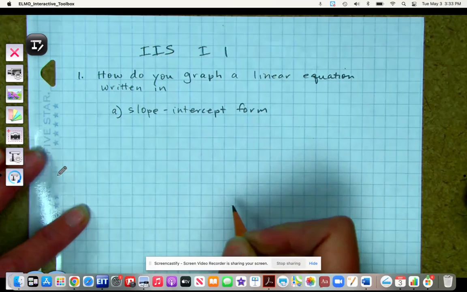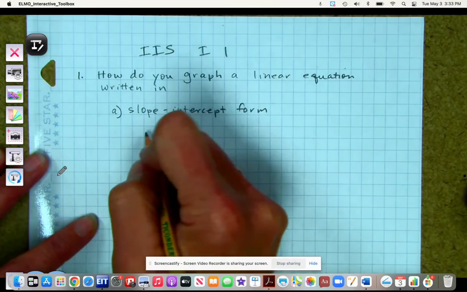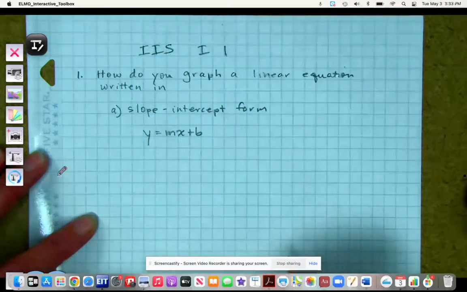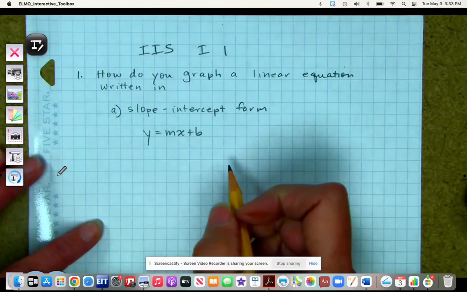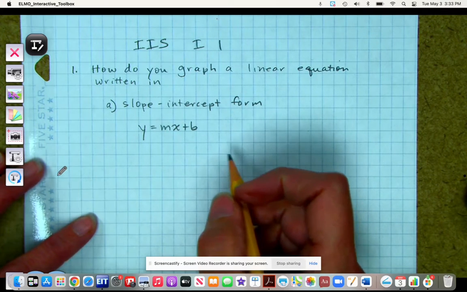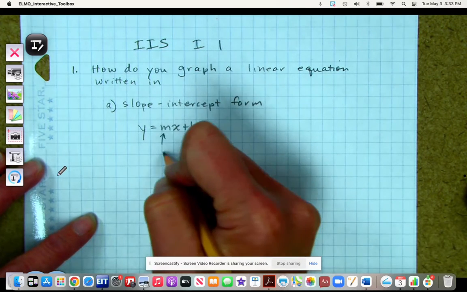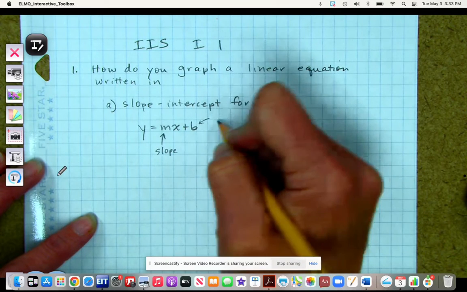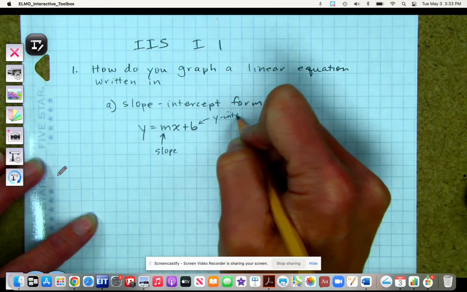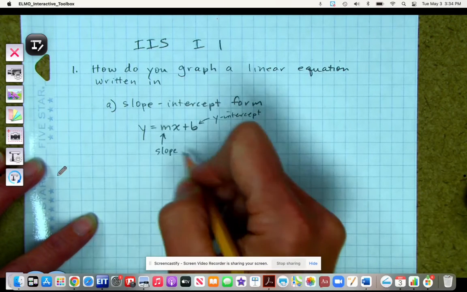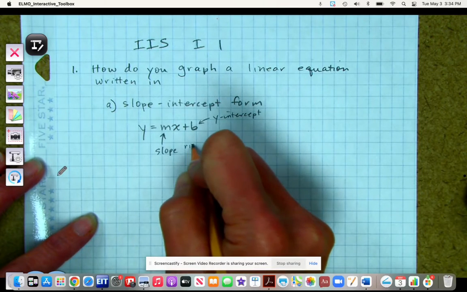Okay, so that's going to be like y equals mx plus b form. This is the type of linear equation you've been graphing since 7th grade, where m is your slope, and in your b value, you can find the y-intercept. Your slope, that m value, you can use the rise over the run to help you get some points.